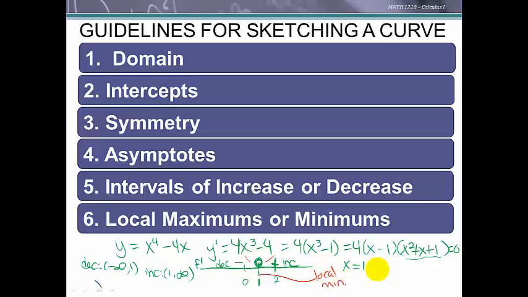I could find the point where this local minimum is if I take a 1 and put it in the original function. If I put a 1 in, I'd have 1 minus 4. So at the point (1, -3), this function has a local minimum.